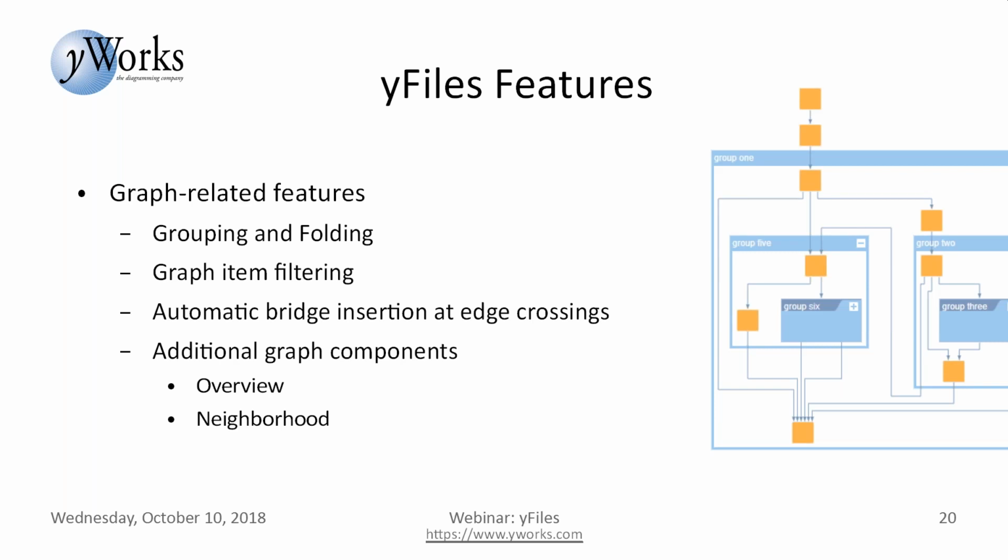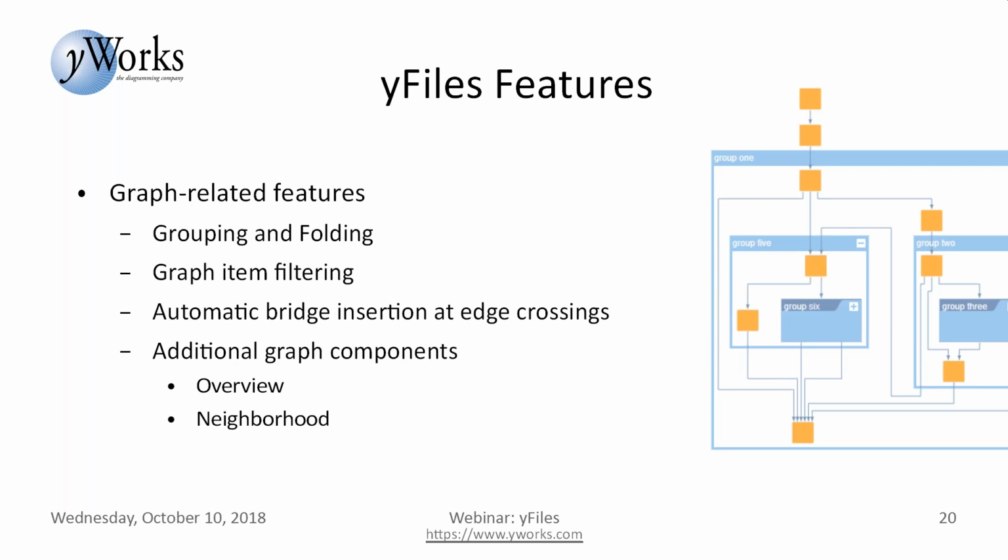There's also automatic bridge insertion. I don't have a picture for that right now, but basically when two edges cross, you can automatically insert a bridge visualization, so it's clear that this is an edge crossing, and you see which edge goes where.